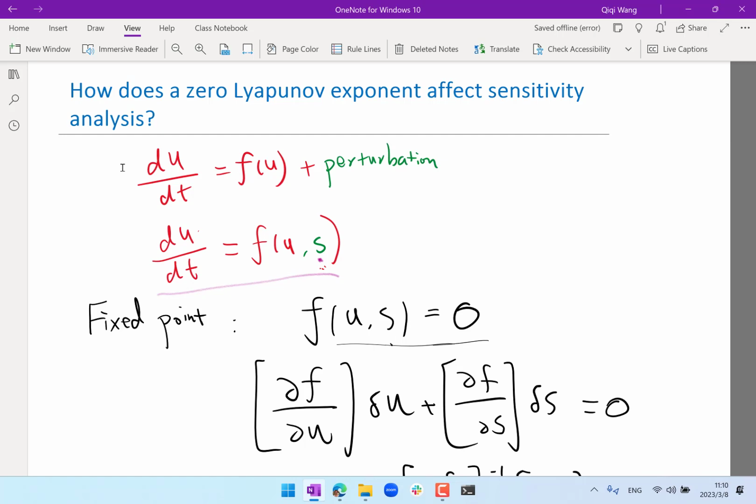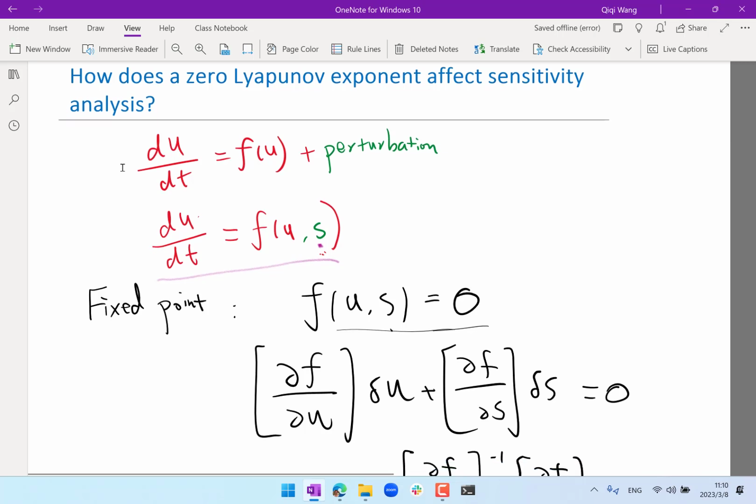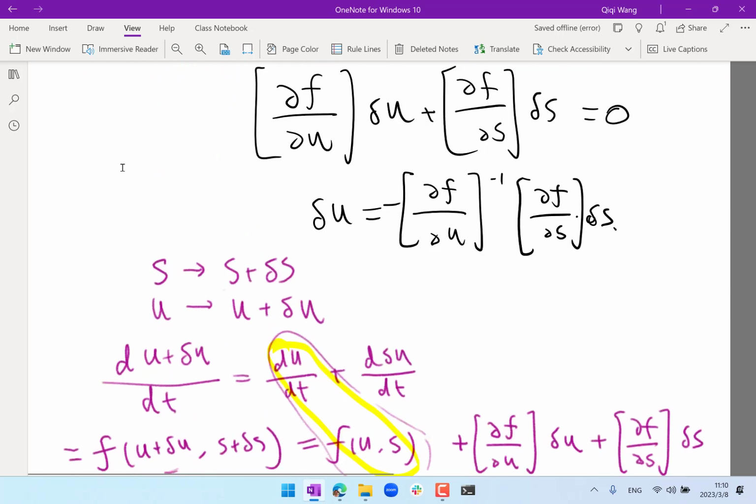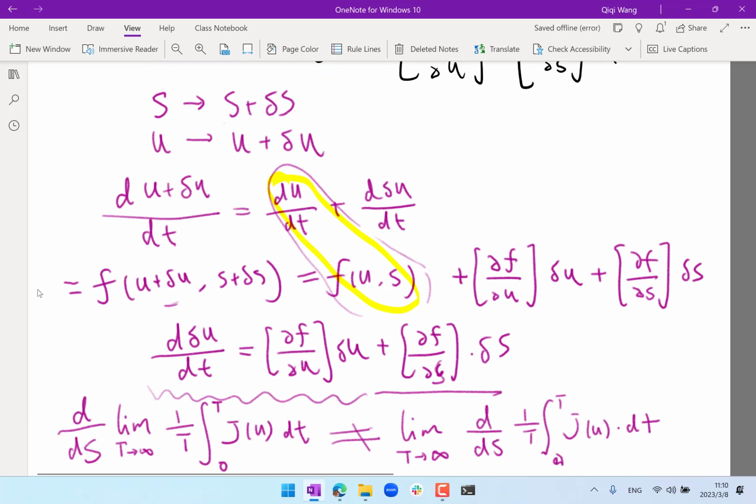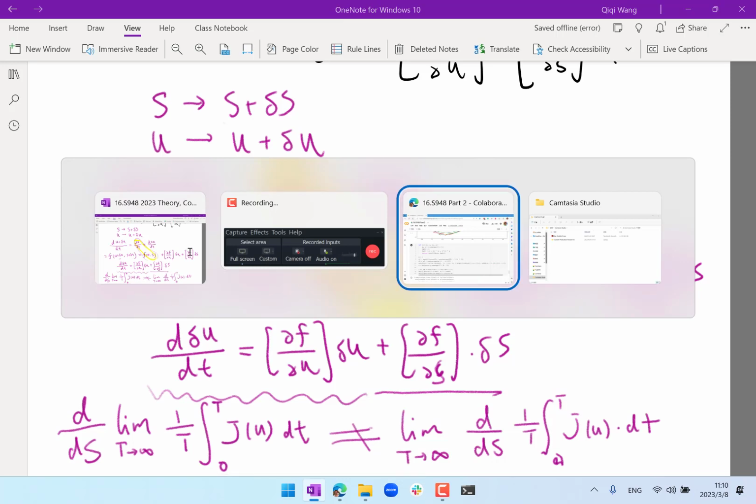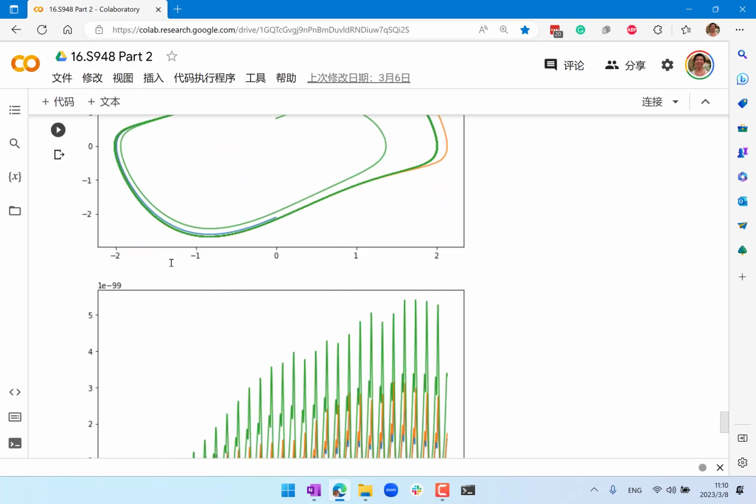The linear growth is because the perturbation in the parameter may slightly change the period or frequency of the system. If your parameter perturbation actually changes the period or the frequency, the linearized solution would grow indefinitely, linearly in time. That's what's demonstrated over here.